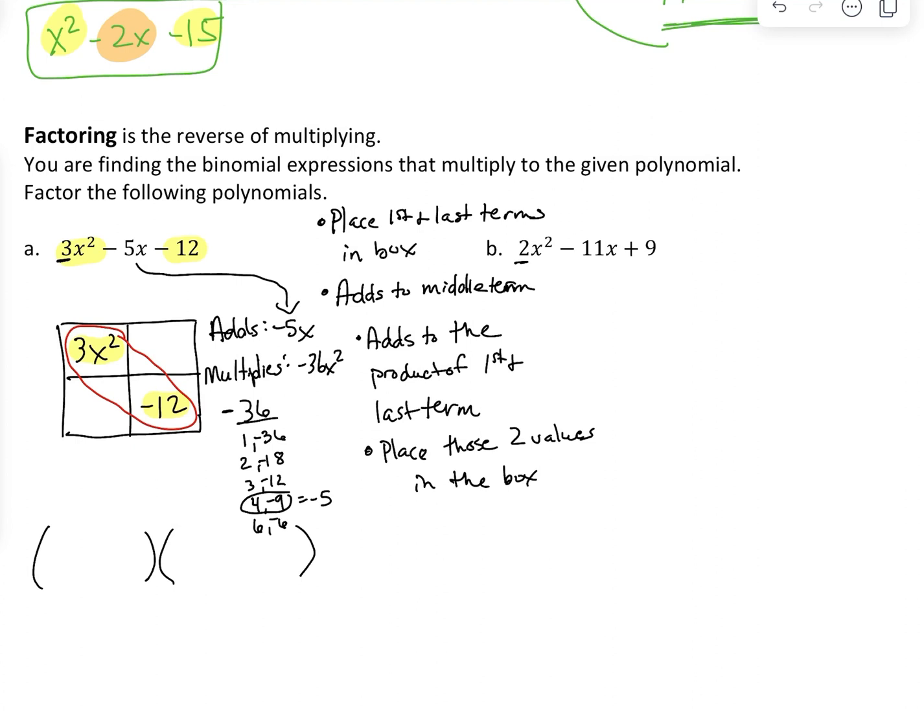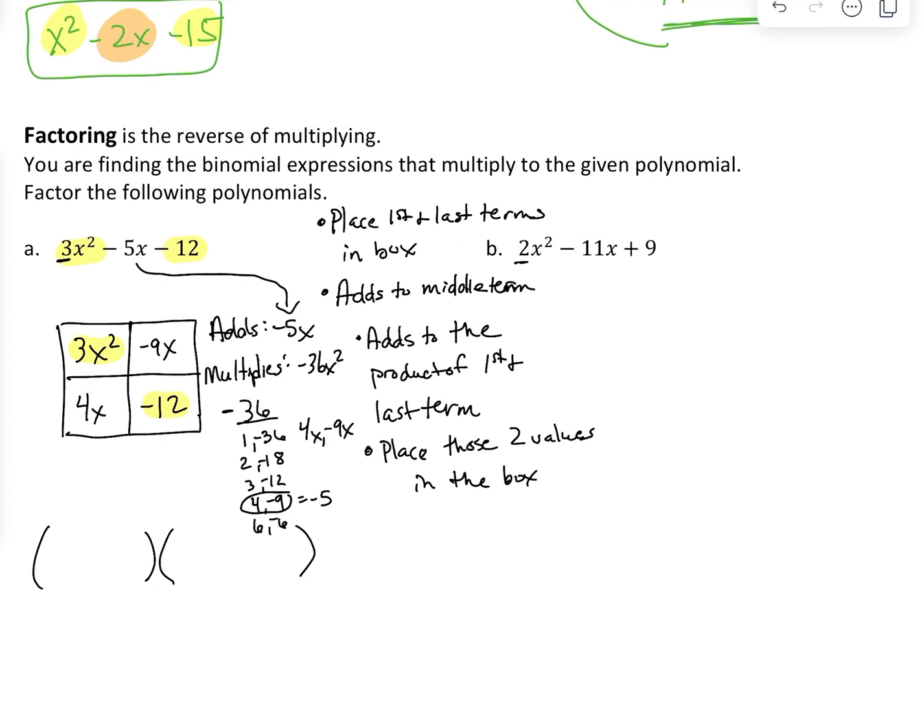So really for this, I'm going to be using a 4x and a negative 9x. And I'm placing those in the box. It doesn't matter which one goes which. I'm going to put the 4x here and the negative 9x up here. Let me get rid of this red diagonal here. Oops.